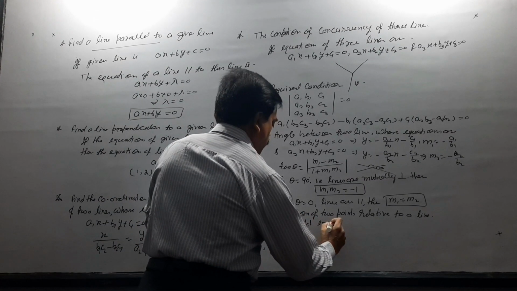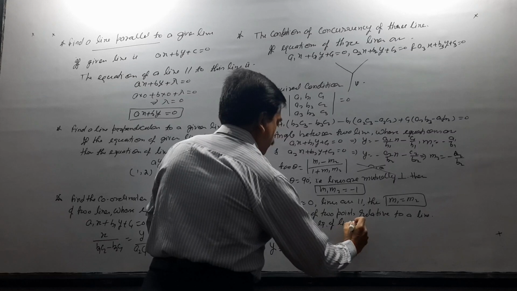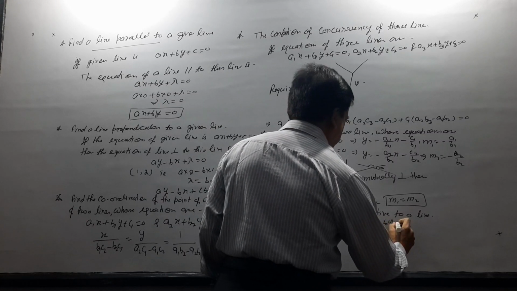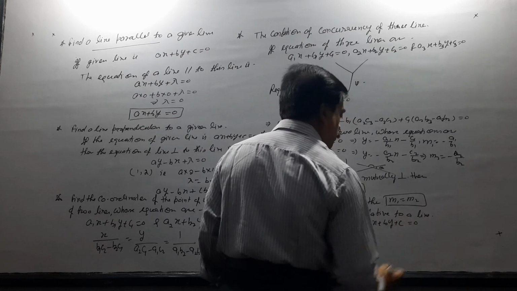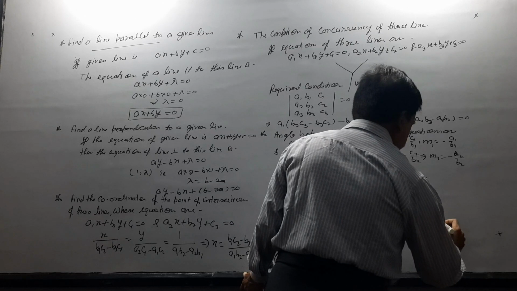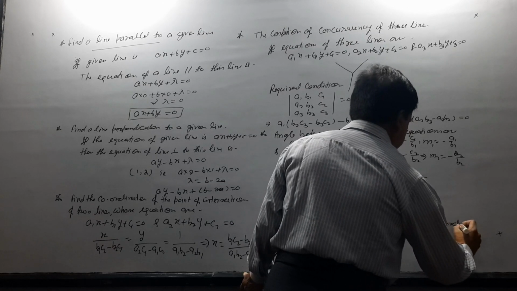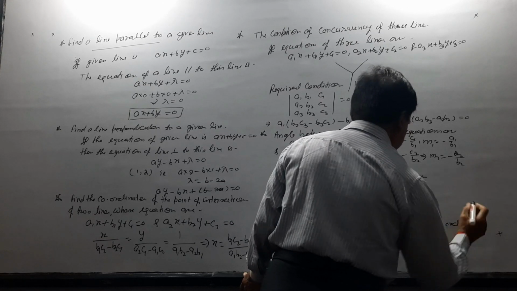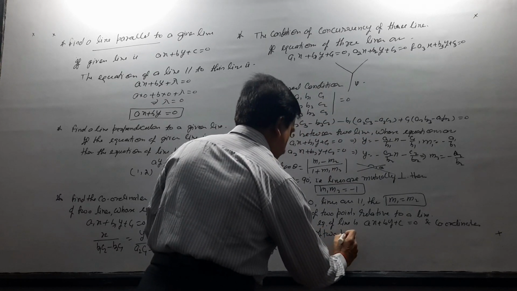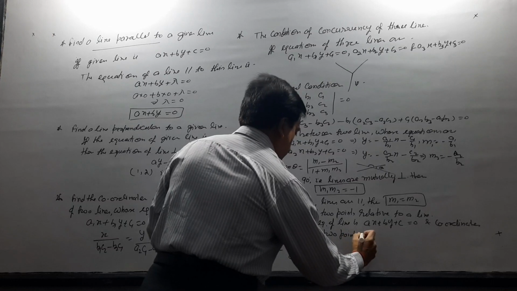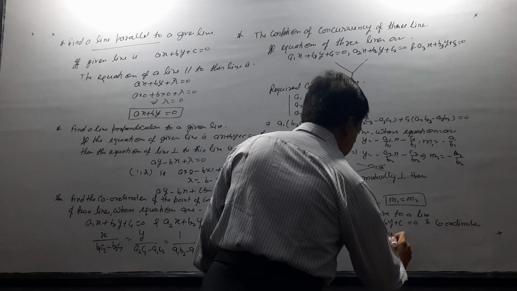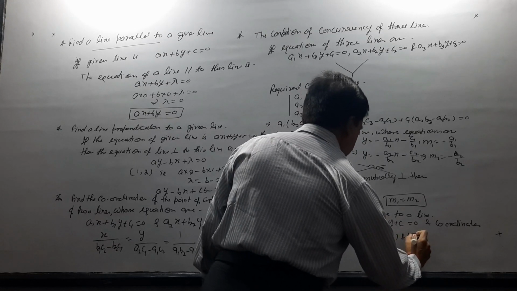Let the equation of a line be ax plus by plus c is equal to 0, and the coordinates of 2 points are (x1, y1) and (x2, y2).